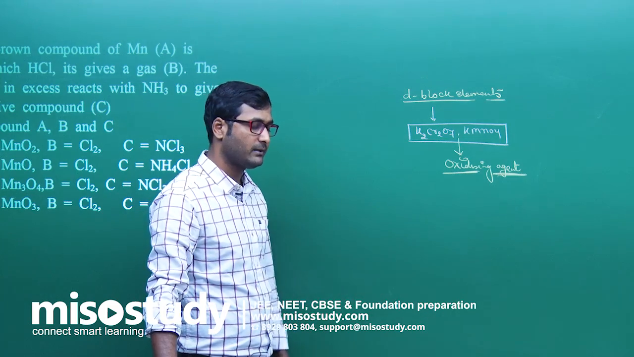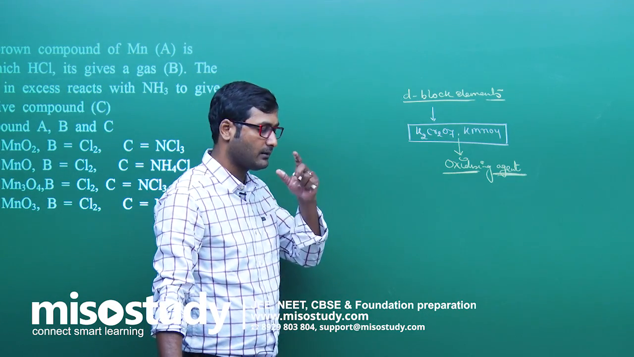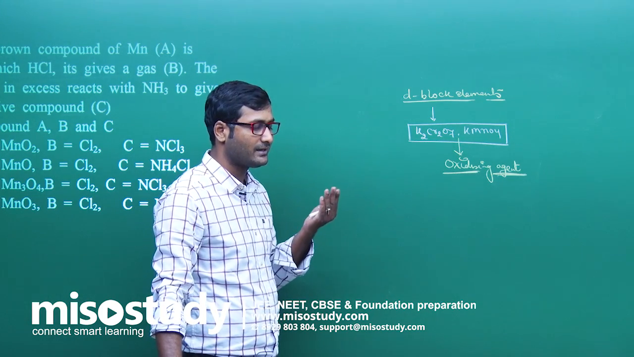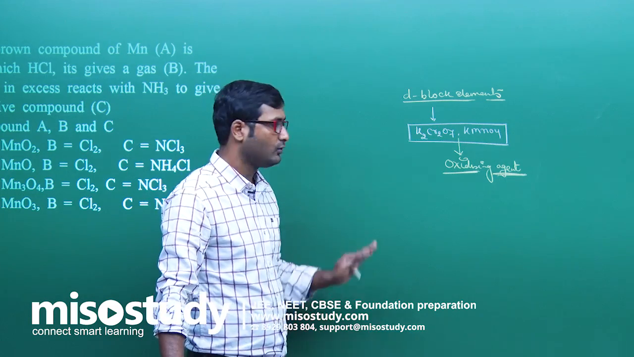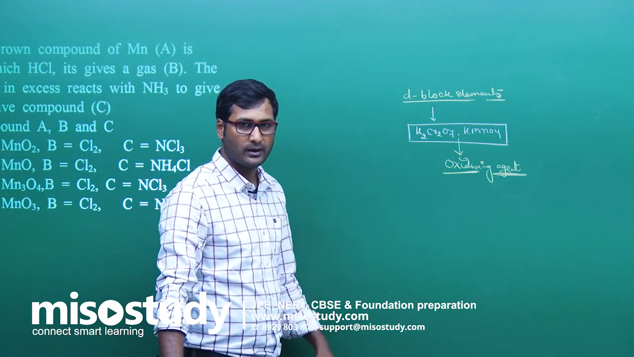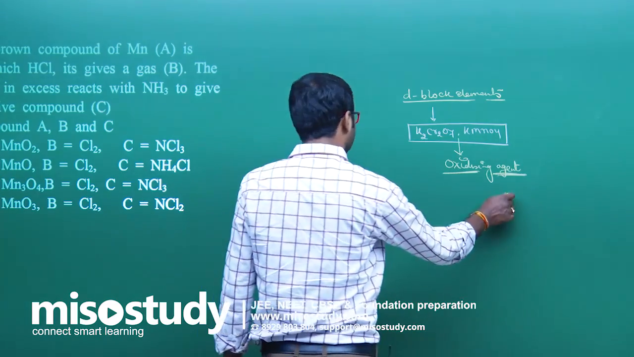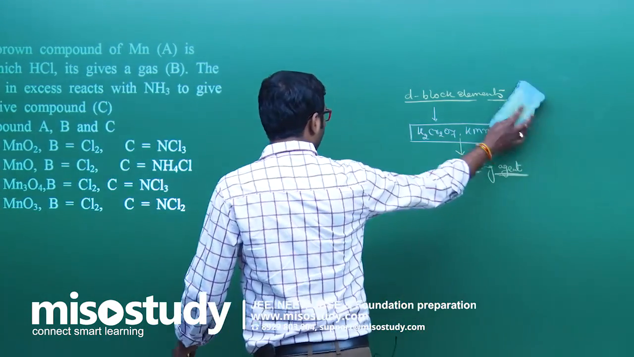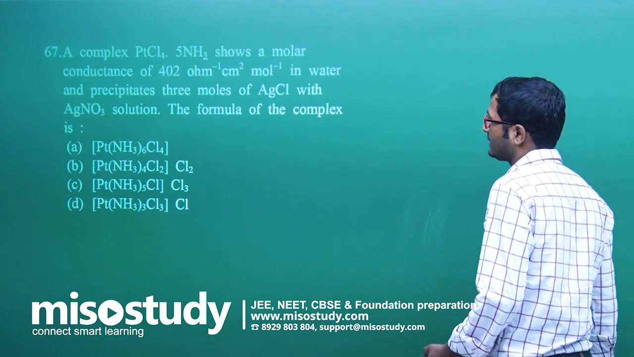Then the F block element is not so tough. Just go through the physical properties like lanthanide contraction and actinide contraction, which is enough for you. But for the D block elements, all the properties, physical or chemical, and after that these two important compounds are sufficient to cover this chapter. Now I am going to wrap this part and let's move to the next question.